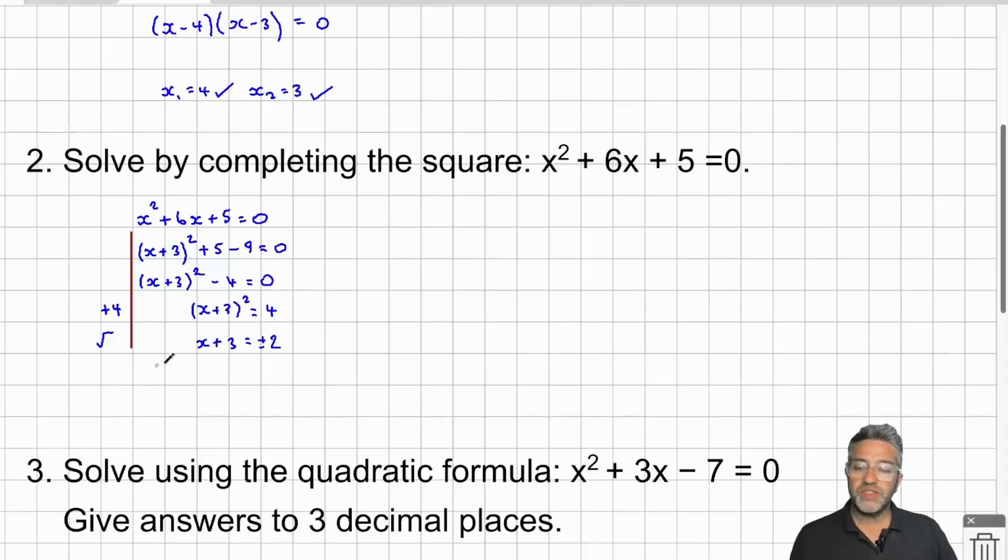To make x a subject, I now need to subtract 3. So I get x equals plus or minus 2, subtract 3. Well, I can take that further. Let's work out x1. I have 2 subtract 3, which equals minus 1. And to work out x2, I could have minus 2 subtract 3, which equals minus 5.